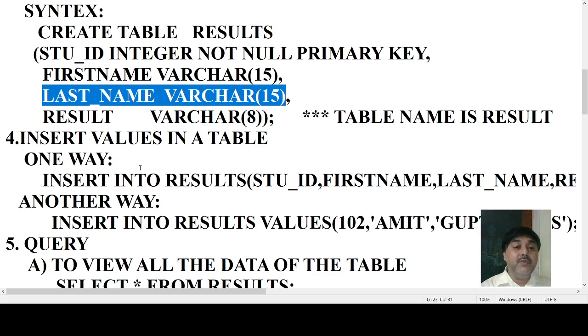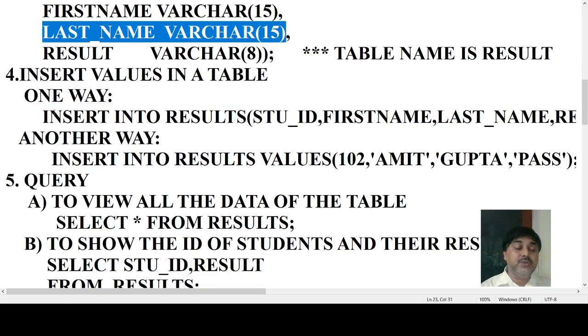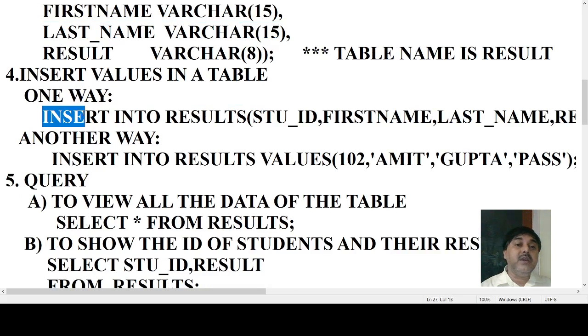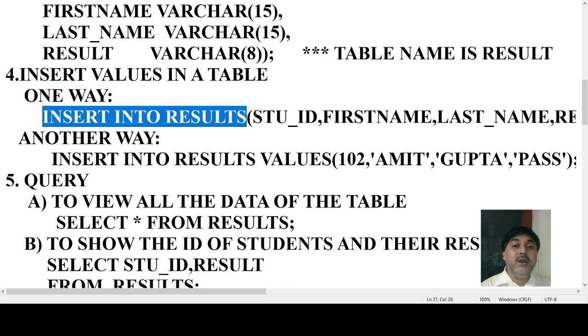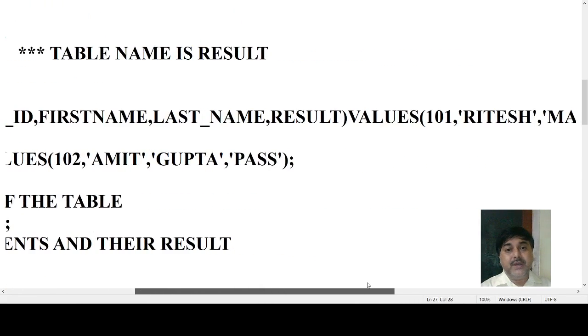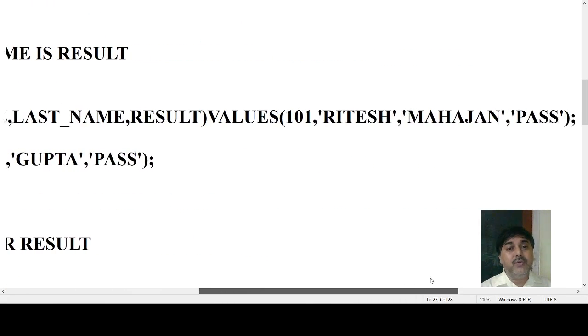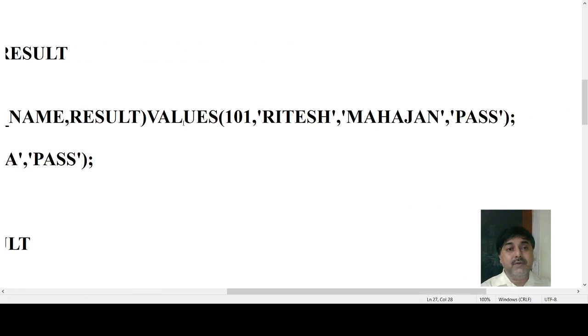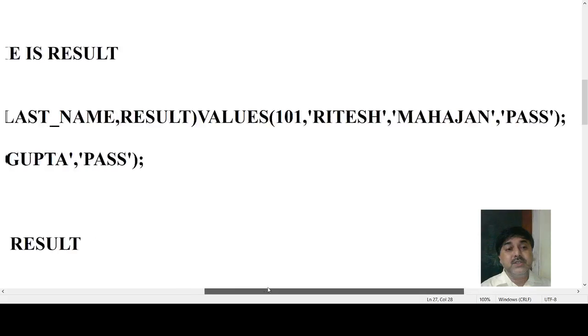Now if you want to insert a value, suppose how to insert into result: student ID will come, then first name, last name, and result. These are the column names we have given. After that we have given values. Suppose 101, then Ritesh Mahajan, then pass. This is one way.